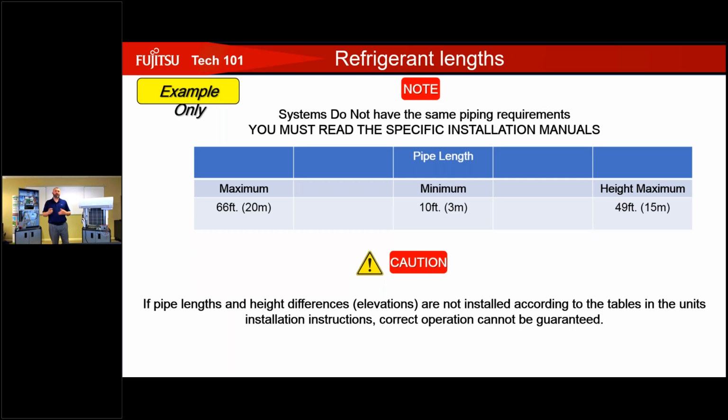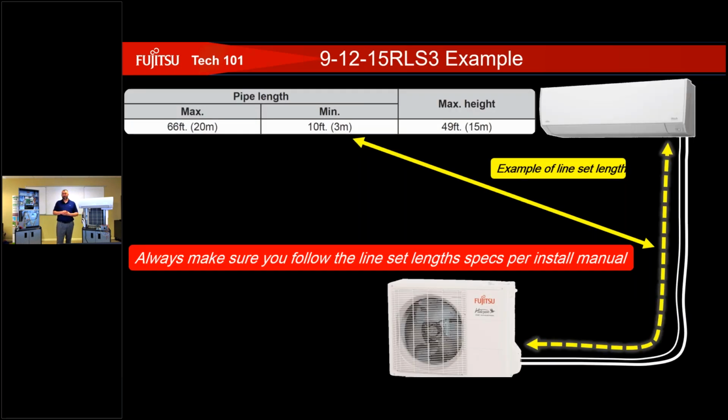All right, so refrigerant lengths, always important to remember. Single zone systems, this is what they're going to look like most of the time, 66-foot maximum, 10-foot minimum with a 49-foot height maximum. That's going to be pretty much the standard for at least the compact, smaller sized indoor units. Taking a look here, always follow those parameters. This is going to be for your 9, your 12, and your 15 RLS3.